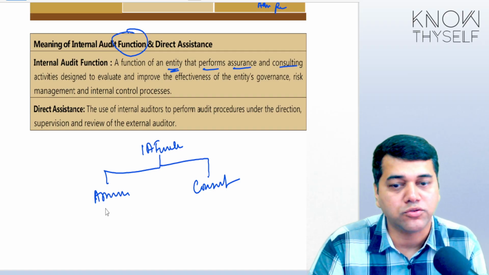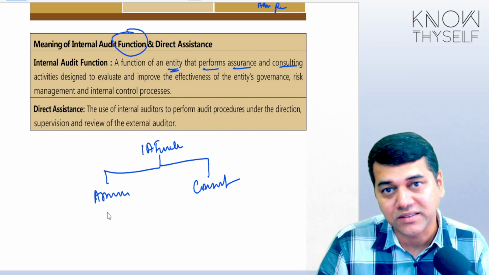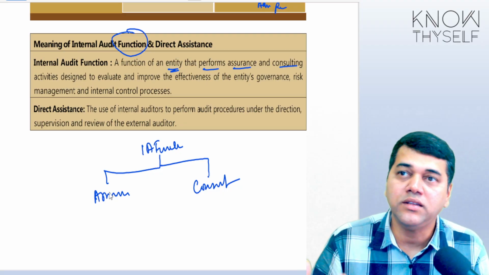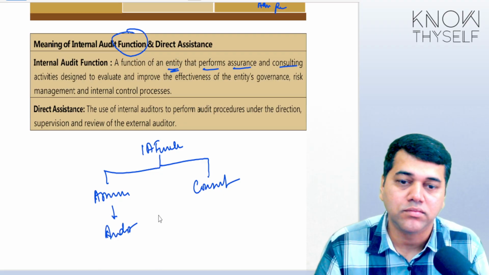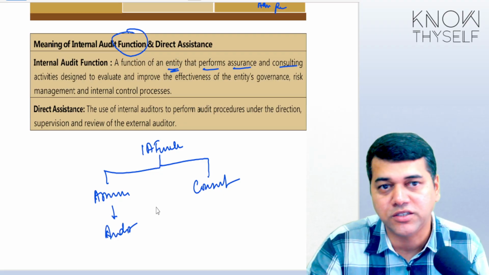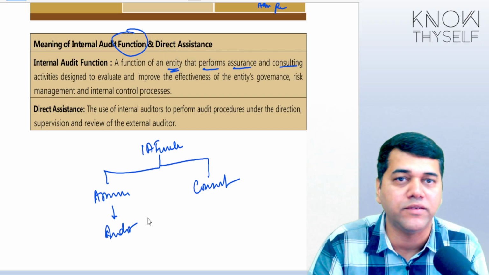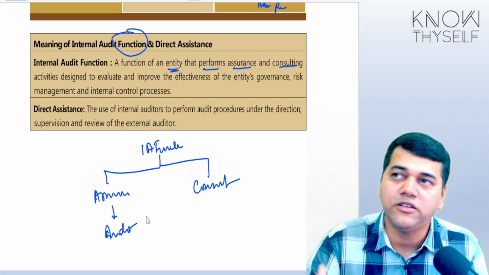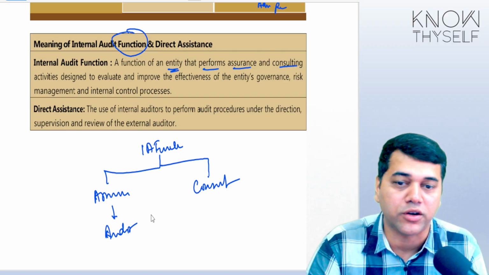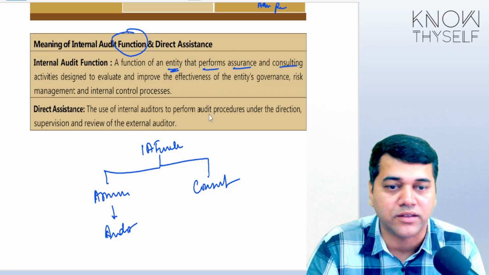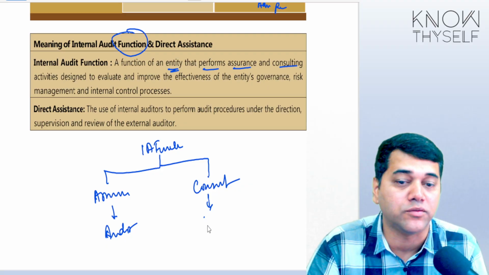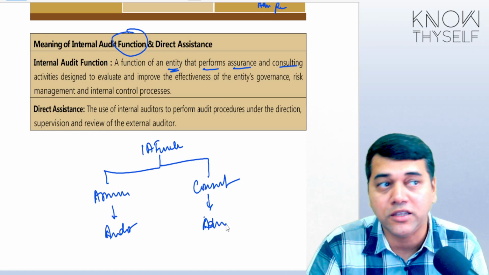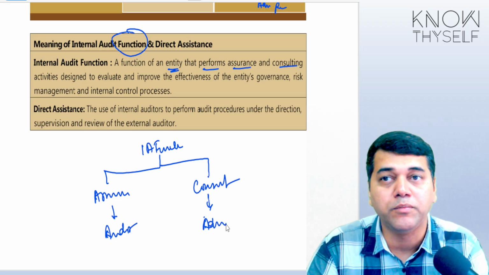Now, in assurance, they act like independent people inside the organization and they will verify. It is more like an audit. They will check the data. They will check the external confirmation. There are so many things they will do. This is like giving assurance to the management of the organization that no frauds are happening, no errors are happening. Consultation means this is more like a management consultancy service. They give more like advice. They observe the processes. They help because they are internal.